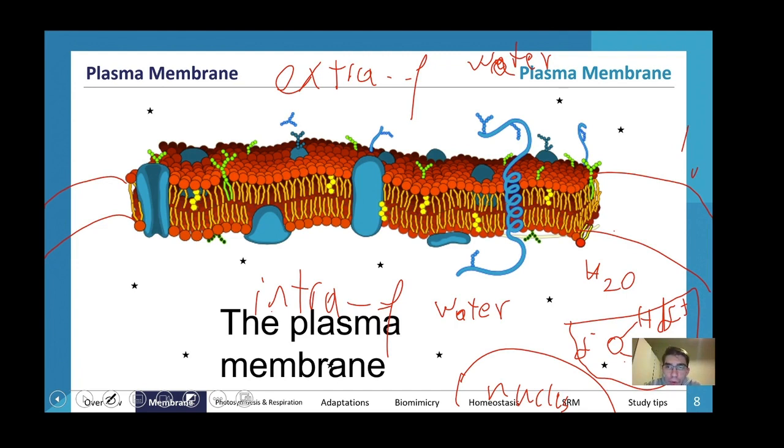Now, why is that important? That is important because the phospholipid, which is the basic building block of the plasma membrane, is made up of a phosphate head and lipid tails, where the phosphate head is polar, but the lipid tails are non-polar. Now, polar molecules are hydrophilic. That means water loving. There is also hydrophobic, which means water hating, where hydro means water and phobic means to hate.